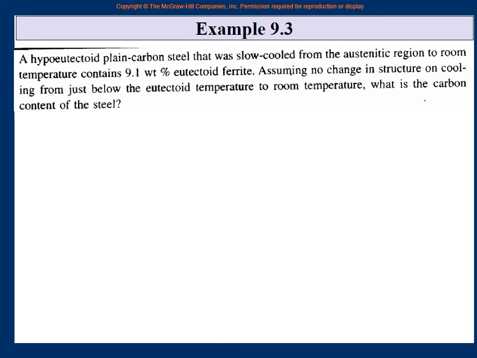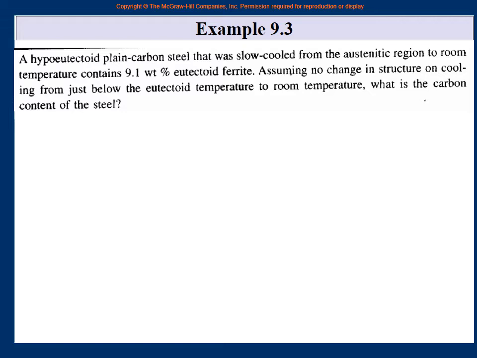Now the example. I told you we are not doing hyper-eutectoid. We are again doing hypo-eutectoid, but a different kind. So read it carefully. A hypo-eutectoid plain carbon steel was slow cooled from the austenitic region, where austenite is present, to room temperature.